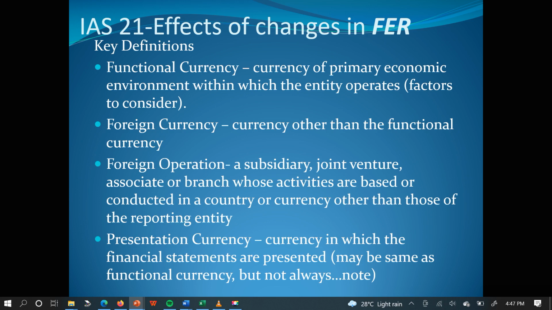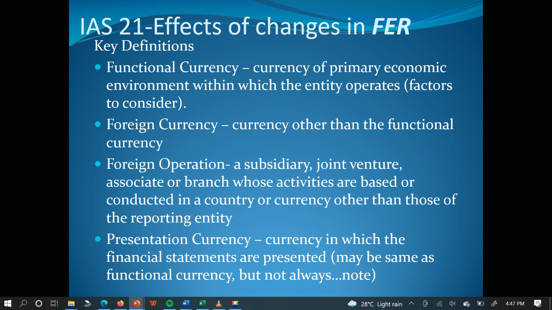The primary economic environment of Ghana, the functional currency, of course, will be the Ghana cedi. If you are in America, the primary economic environment of the US, the functional currency will be the dollar. If you are in Europe, the functional currency will be euro. If you are in Togo, the functional currency. It is the currency that drives the factors of production. We have defined foreign currency as any currency other than the functional currency.